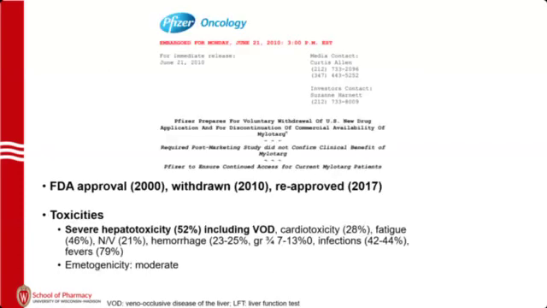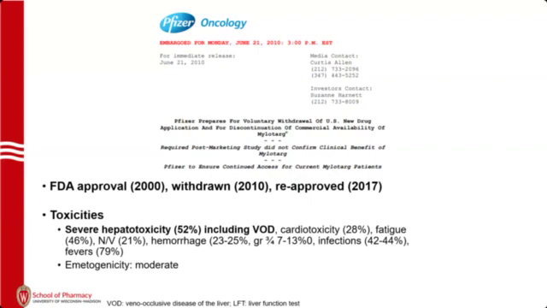This was a product that was actually approved way back in 2000. I'm starting to get old, but I was definitely not in the practice of pharmacy back in 2000. This product was actually withdrawn by the FDA back in 2010, and I have the very nice press release from Pfizer up above for that withdrawal. And then it was reapproved back in 2017. So it's a long history of regulatory issues with this drug. The brand name there is Mylotarg, as you can see.